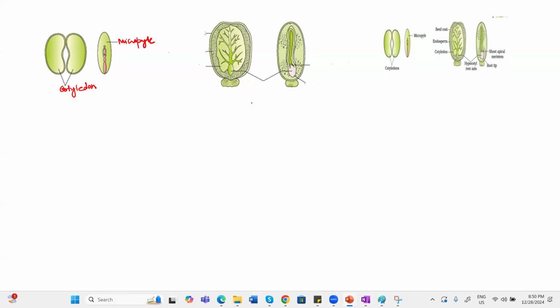Then see, this is again the dicot of the castor. This is of castor, and this castor seed is dicot seed, but this is with endosperm. Please learn, all the dicot seeds are non-endospermic except castor. Castor is the only dicot with endosperm. Is it clear? So this is seed coat.